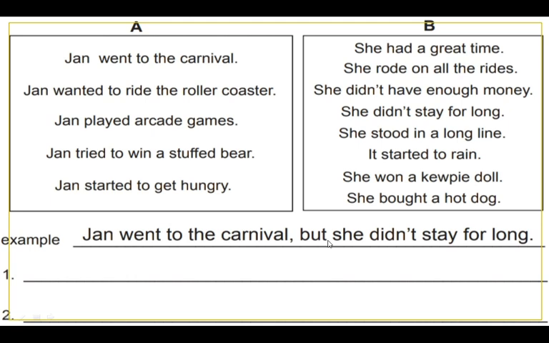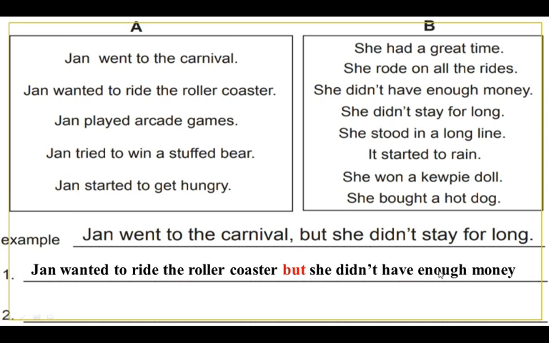Okay, so as for number one, the next sentence from the box A, we will use, Jen wanted to ride the roller coaster. So now we will choose the answer from the box B to combine it with the second sentence. So the full answer will be, Jen wanted to ride the roller coaster, but she didn't have enough money. Okay, so masuk kat sini, Jen nak naik roller coaster, tetapi dia tidak mempunyai duit yang cukup. So we use the conjunction but to combine it.